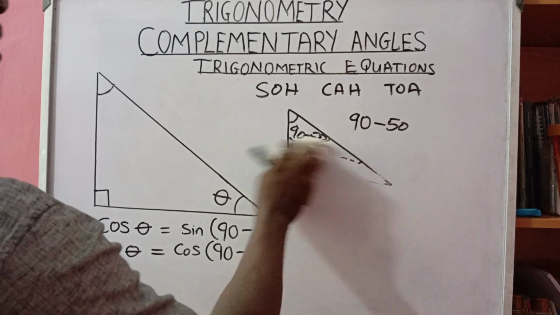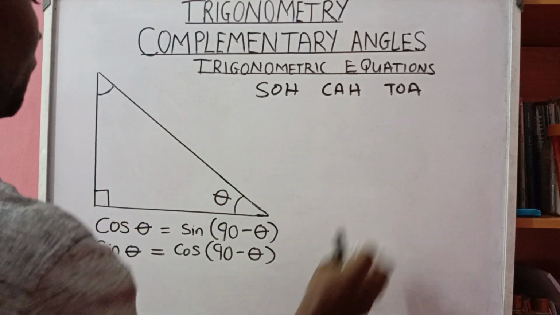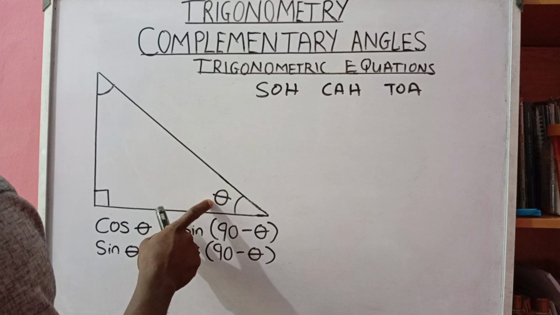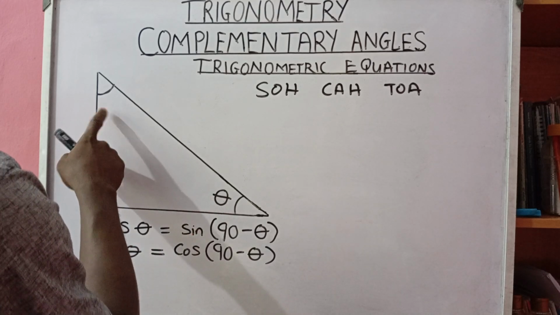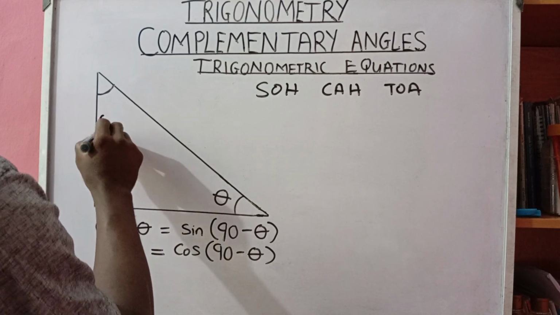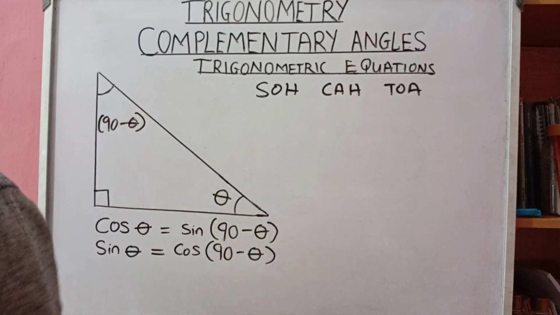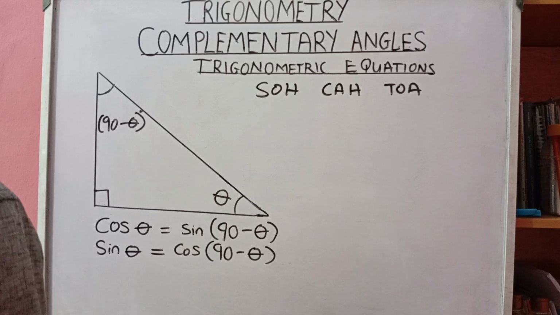All right, so now let's get it down here. So I have 90 degrees here. This is a theta. What should this place be? This place will of course be 90 minus theta. I hope it's understandable. Good.